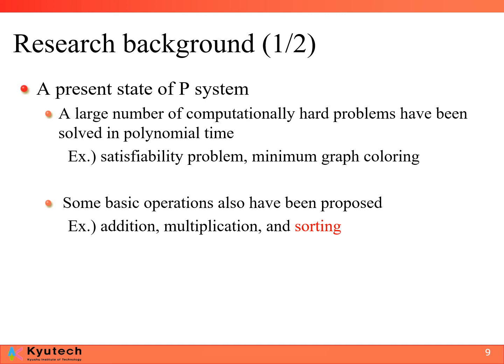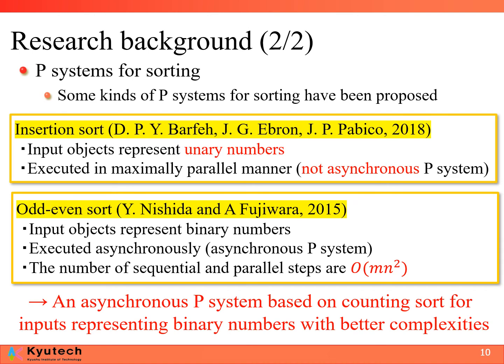Using P system, several kinds of computationally hard problems such as SAT and minimum graph coloring have been solved. In addition, some P systems for basic operations such as addition, multiplication, and sorting have been proposed. As for sorting operations, several kinds of P systems have been proposed. For example, the P system using insertion sort. This result has been proposed only in maximally parallel manner, and its input objects denote unary numbers, which is hard to apply to other problems.